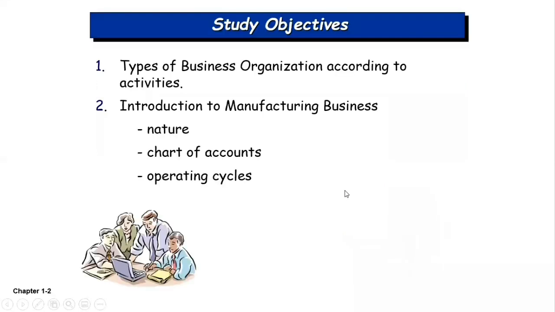All right, so study objectives. At the end of this first session, we will have a deeper understanding of the different types of business organization according to activities. And we will have the introduction, of course, on the manufacturing business, the nature, the chart of accounts, what's the difference between the chart of accounts under merchandising and that of the manufacturing business, and also the operating cycles.